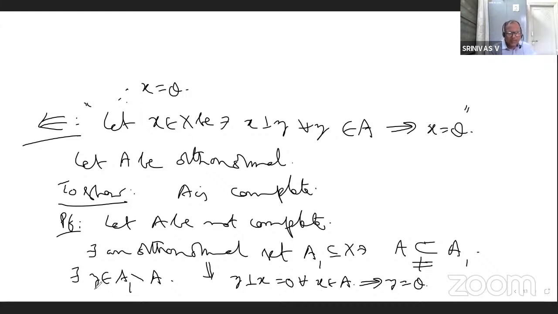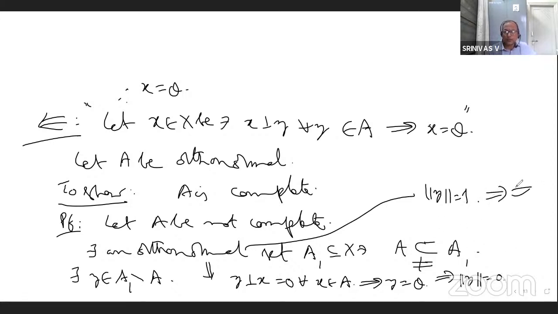So I started with a y in capital A1 and I got y is the 0 element. Can this y be the 0 element? If y is the 0 element, what is its norm? Norm y will be 0. But it is orthonormal. What does orthonormality give you? Norm y is equal to 1. Can 1 be 0? No. This is a contradiction.